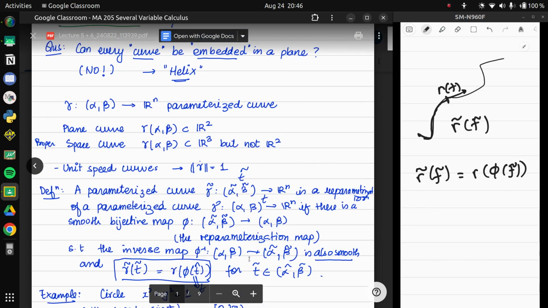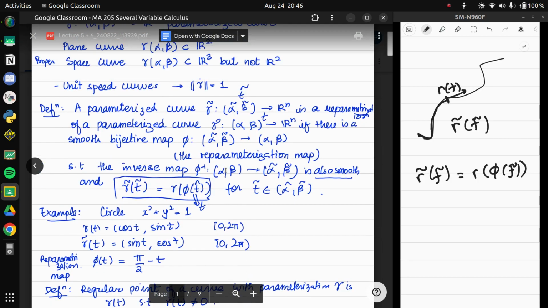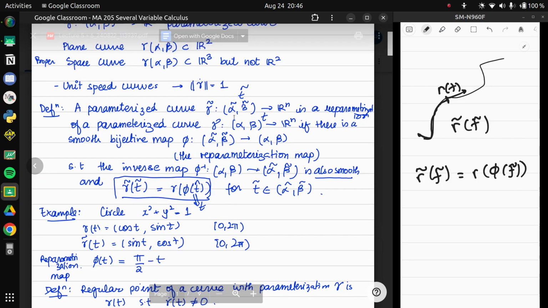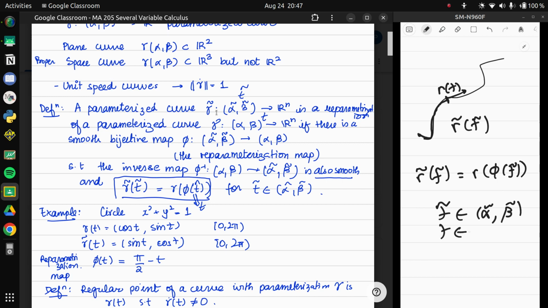So these alpha tilde, beta tilde, this is an interval basically. What it's saying is that your t tilde belongs to this open interval alpha tilde, beta tilde. Similarly, your t belongs to alpha, beta. So your parameterization map is going from your t tilde to t, which is basically from this domain to this codomain. Sure.